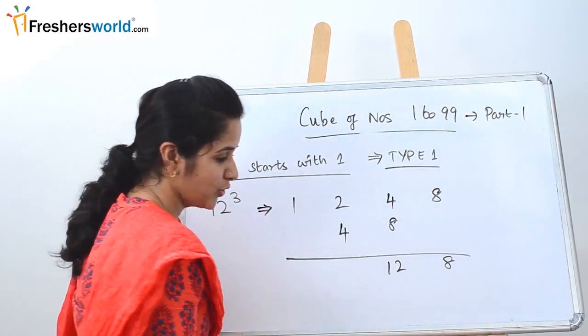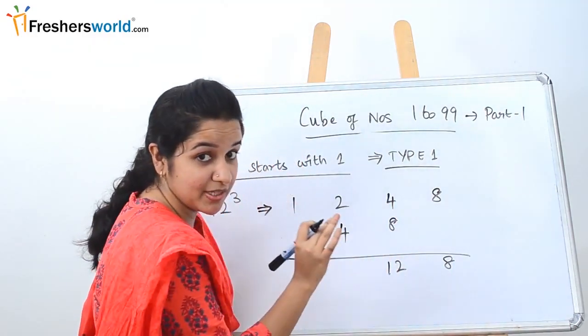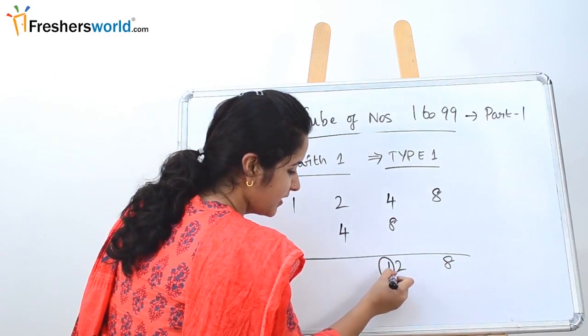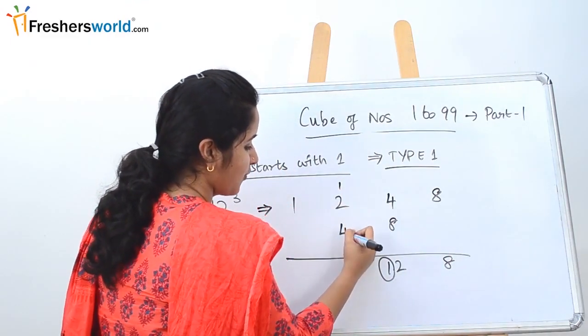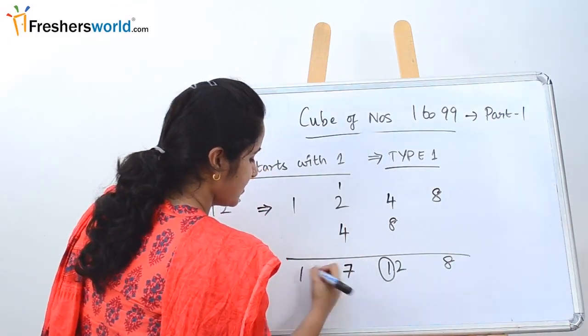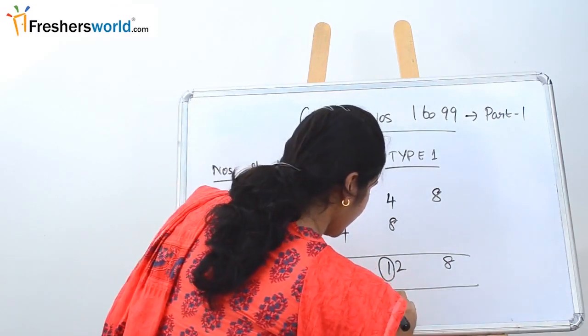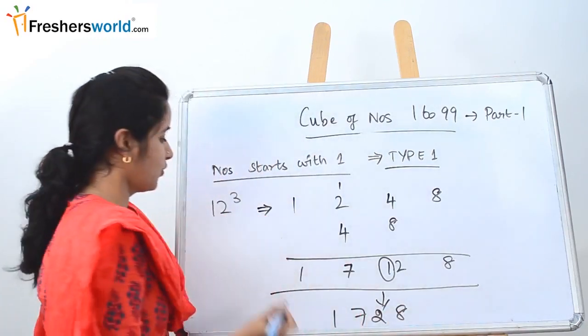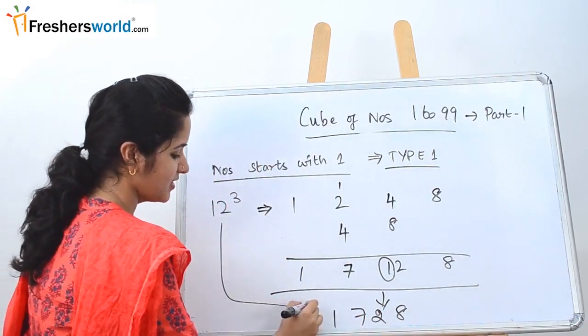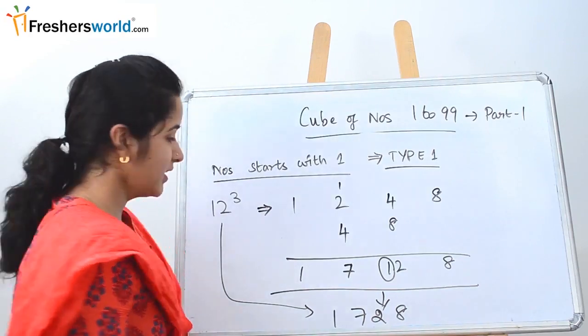So what we're going to do here is 2 here will be remaining there. The one that is here, take it there. So 2 plus 1, 3 plus 4 is equal to 7. 1, 7, 2, 8. So how we are going to write is 1, 7, 2, 8. So 12 cube is nothing but 1728. So how did we do it?